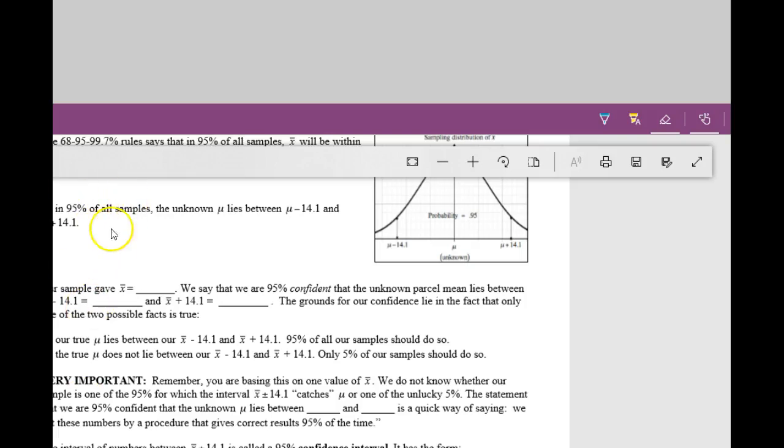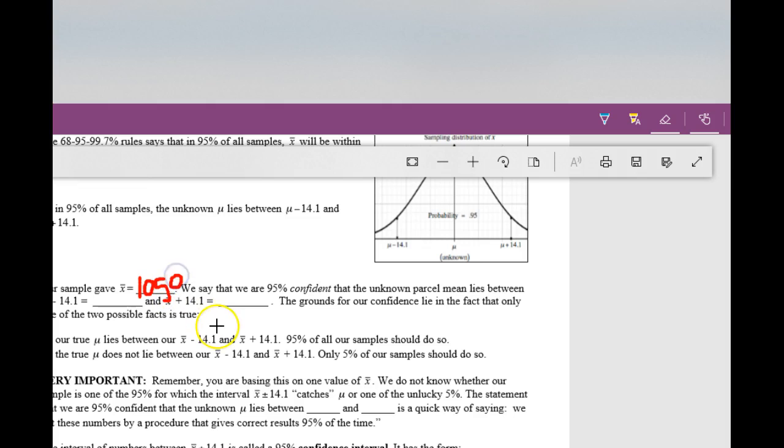So continuing here, what do we have? We know from the 68-95-99.7 rule that 95% of the data is between two standard deviations. That's what we know. So in class, when our sample mean happened to be, let's say, 1,050.